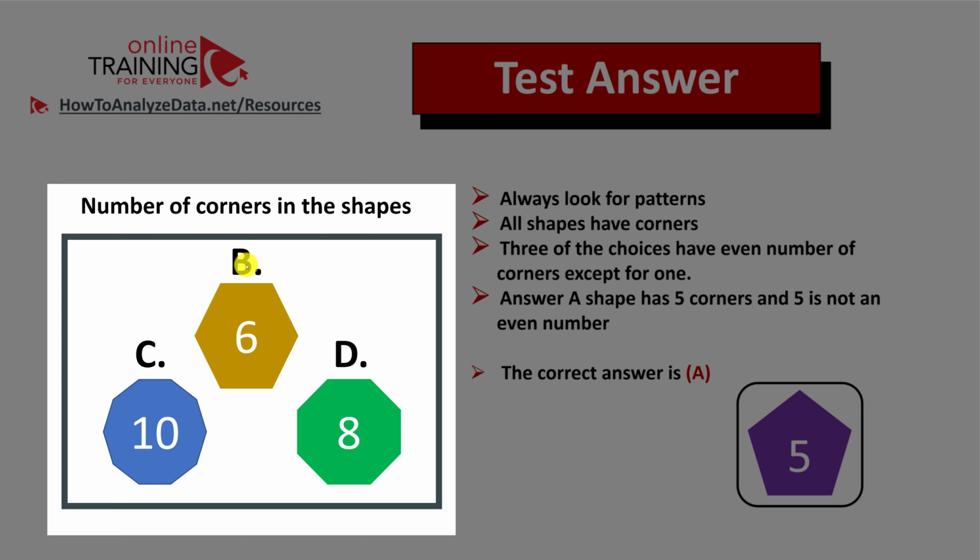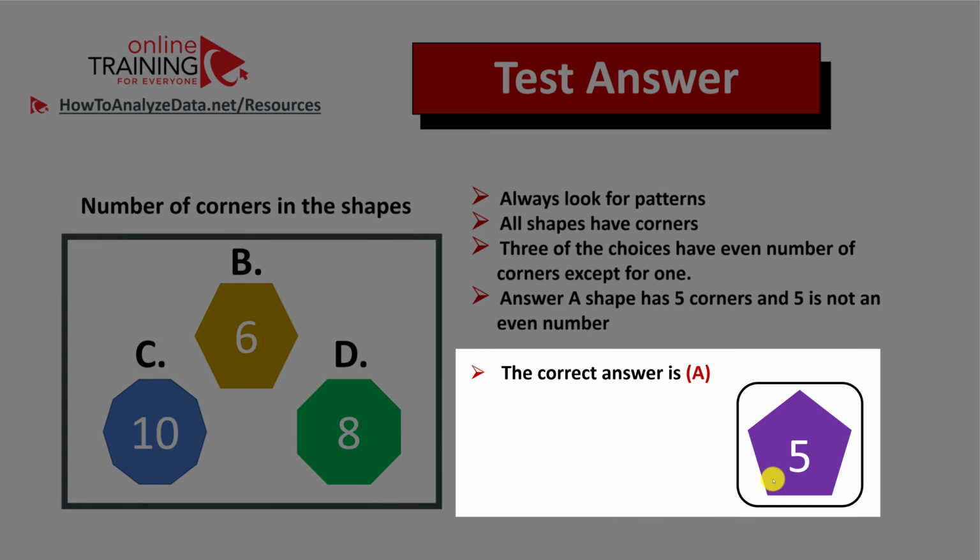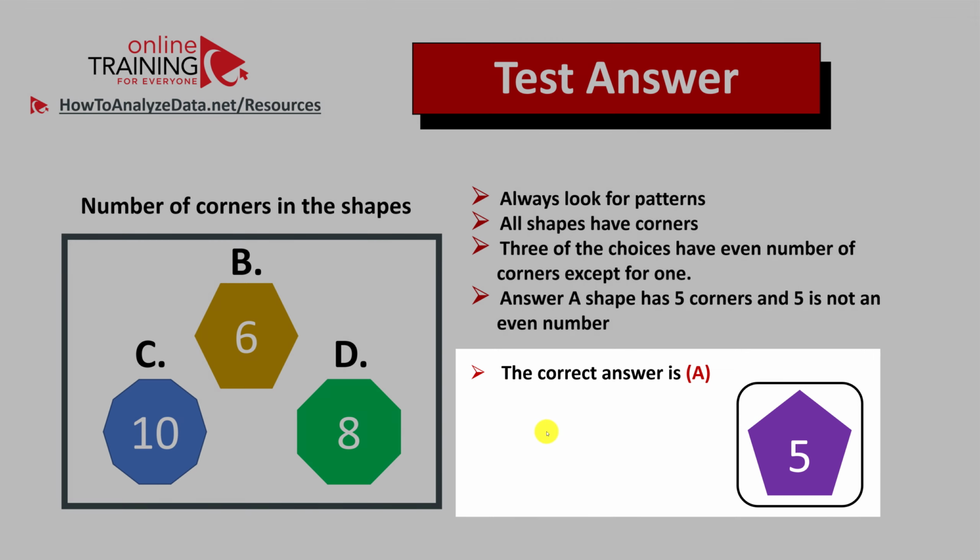If you look closely, 3 choices have even numbers of corners except for 1. Choices B, C, and D have 6, 10, and 8 corners respectively. And choice A only has 5 corners. Hopefully you selected choice A when you looked at the question originally.